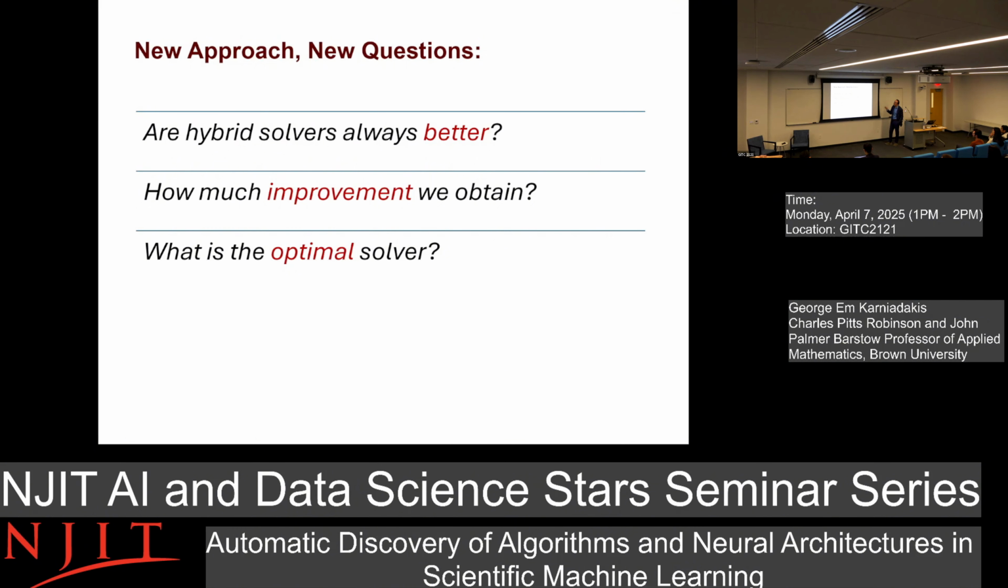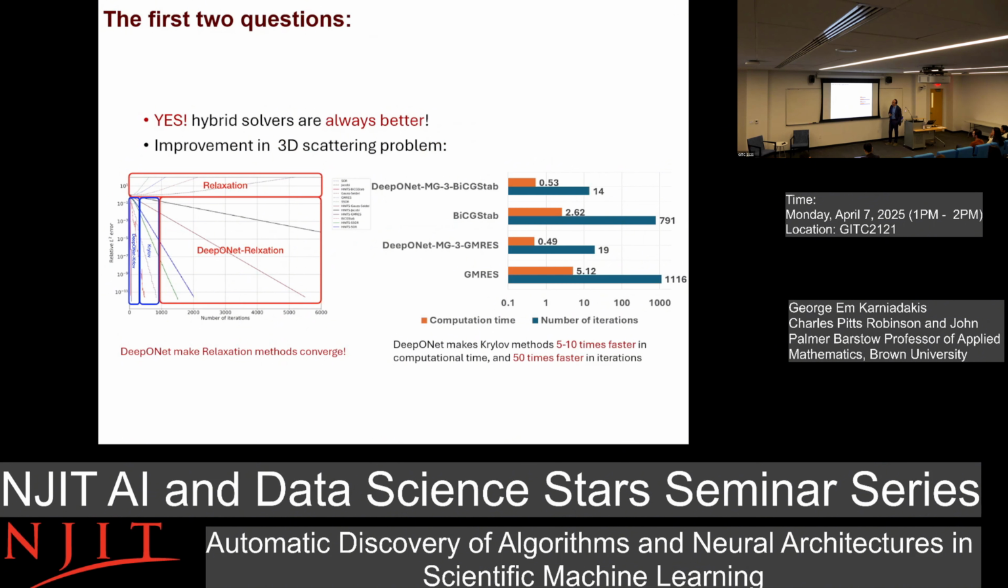Are these hybrid solvers always better? How much improvement can you obtain, and what is the optimal solver? We define what optimal means. The answer is yes. I give you lots of results here, but I will explain them. We solve a 3D scattering problem, say acoustics from a submarine, trying to detect a submarine. So you solve this wave equation in 3D and time, and you have to solve the system.